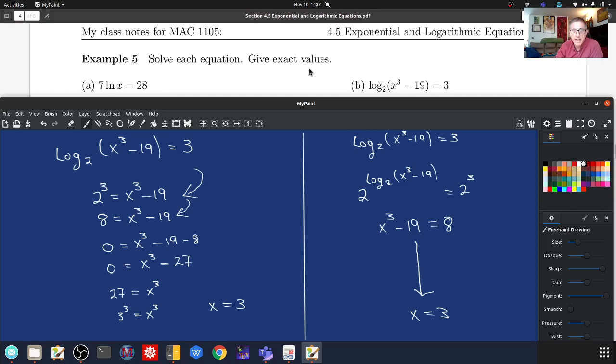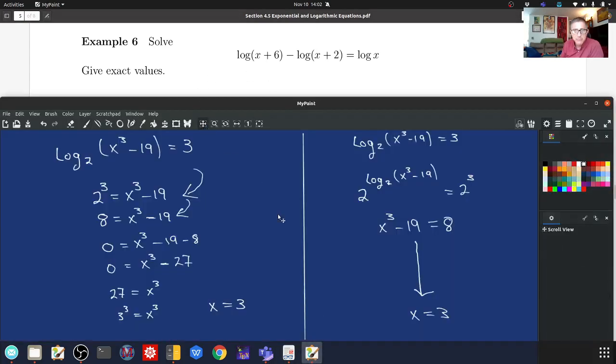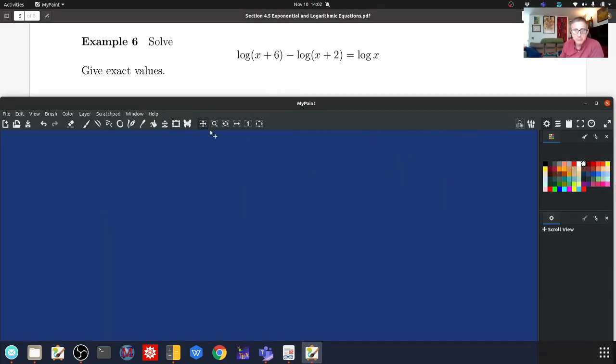So those are exact values. No bother to take out this. So here we're going to have exact values. So here's the thing about this one. Here's the lesson here. The domain of the log function is all numbers greater than 0.